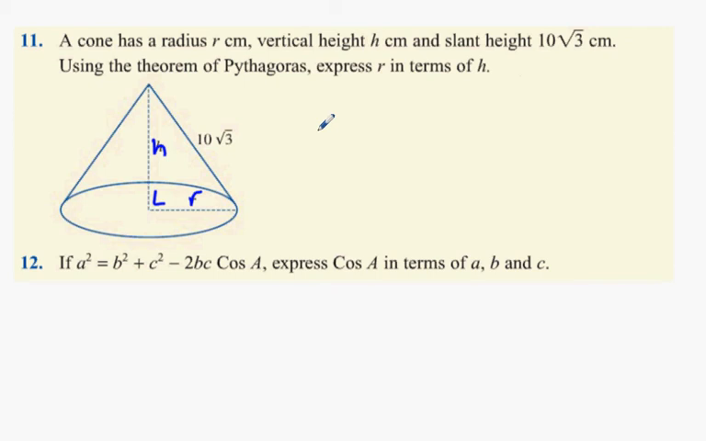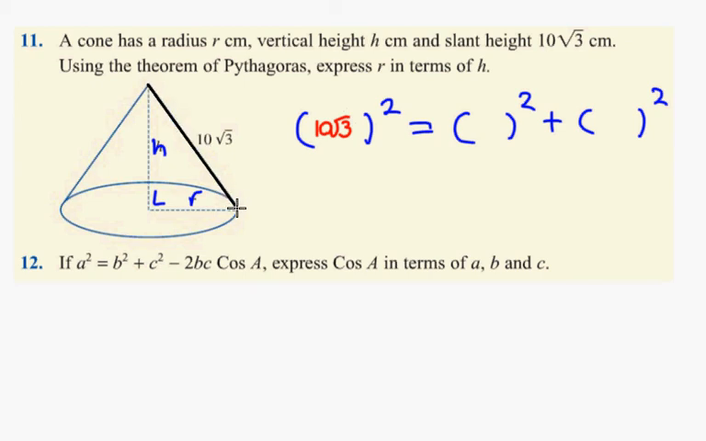Okay, in Pythagoras' theorem, what goes where? It's the biggest side squared equals, anybody remember? The smaller sides squared and added together. Squared first, added together second. What goes in here? 10 root 3. 10 root 3 is the biggest side. If I rotate that around, you can see that it's much bigger than h.